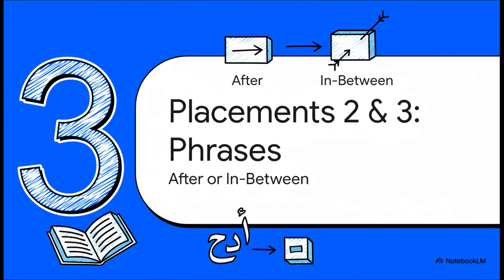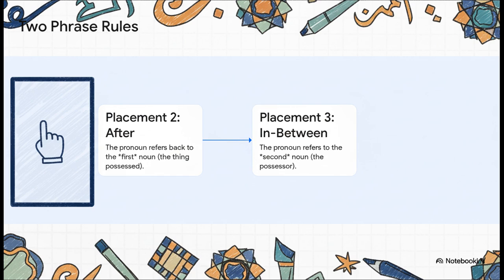Now for the other two placements. This is where things get a bit more nuanced, but also really cool. When the pronoun comes after the phrase or gets tucked in the middle of it, we don't get a full sentence anymore. Instead, what we're doing is creating descriptive phrases. So here's the absolute key distinction you've got to remember. If you put the pronoun at the very end, it points back and describes the first noun, the thing that's owned.